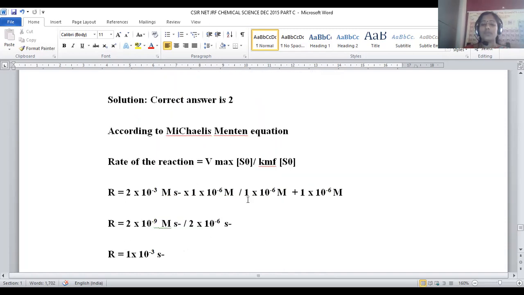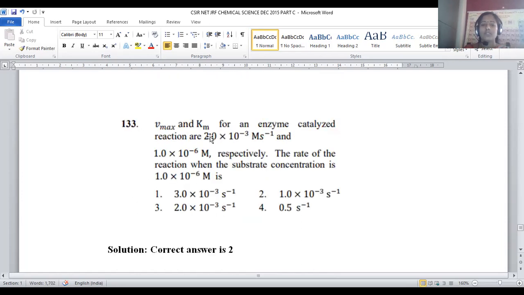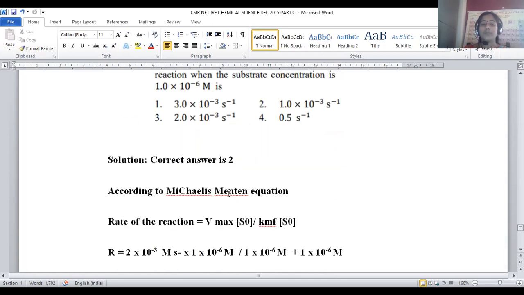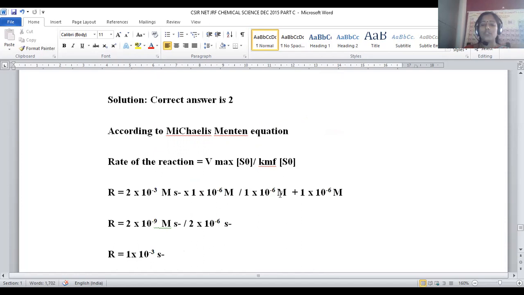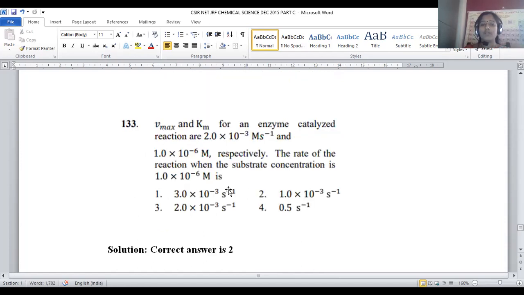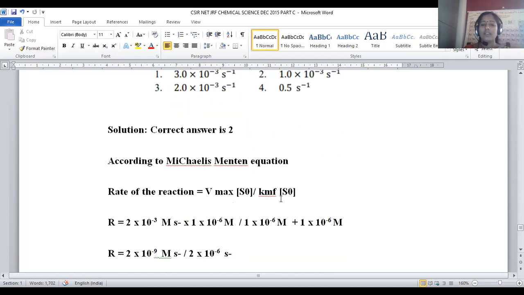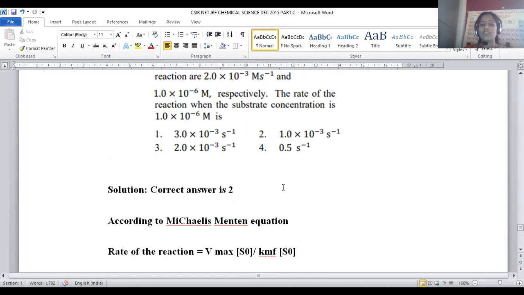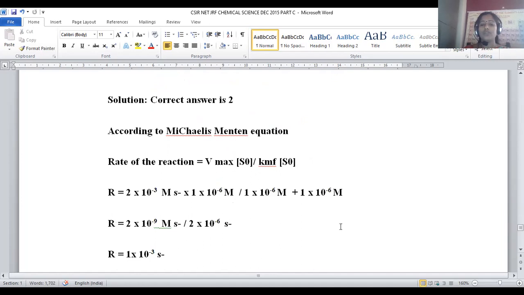2 into 10 to the power minus 3 belongs to Vmax, sorry. Km is 1 into 10 to the power minus 6. So here 1 into 10 to the power minus 6, and the S naught value, the substrate concentration, again is 1 into 10 to the power minus 6, right?